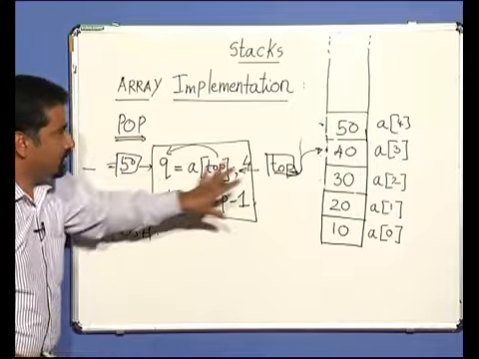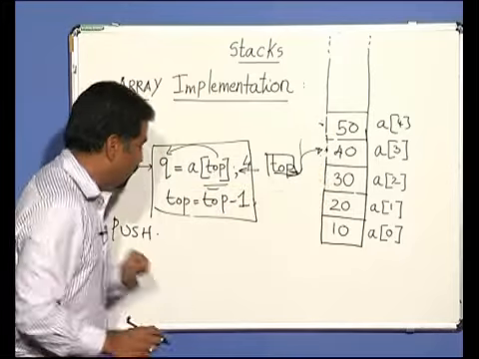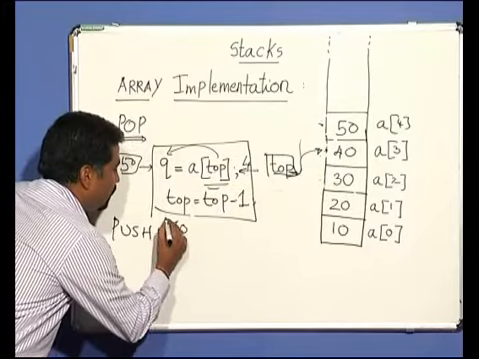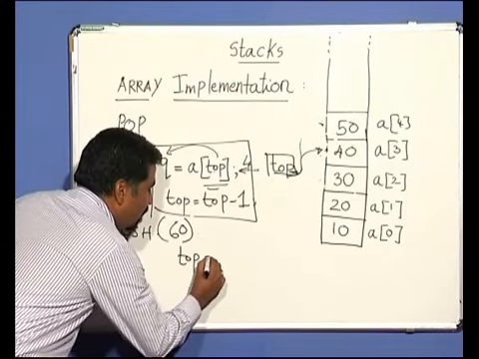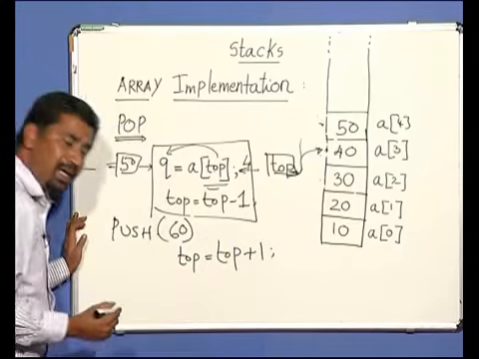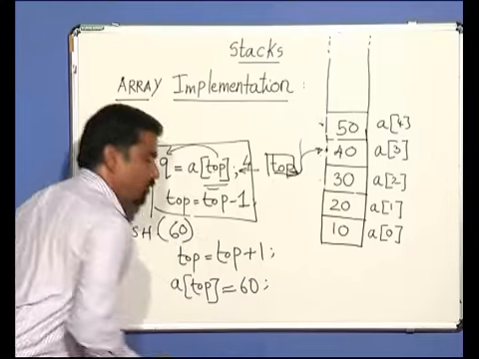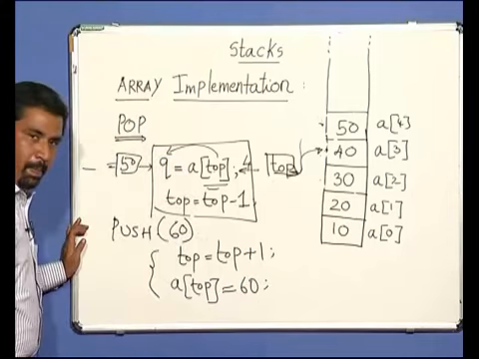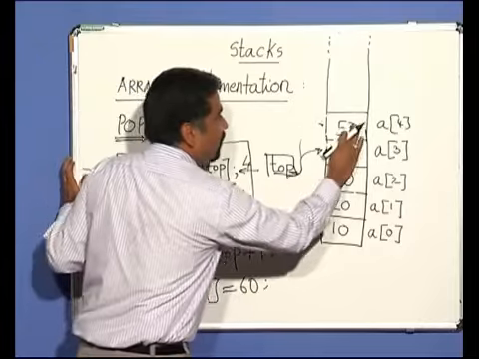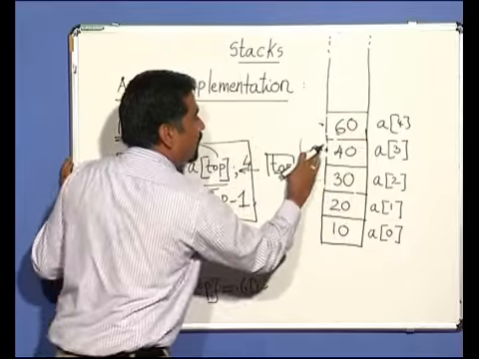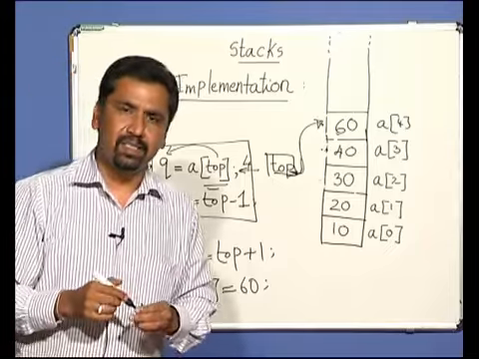Once I popped, this will be the situation. 50 is popped. Right now the top of the stack is 40. Now I want to push, let us say, value 60. Again, what is done? If you recall, first top must be modified, then A of top is equal to the value that you want to push. So again, top will be made to the next element, and the 60 will be overwriting this here, and your top will be pointing to 4.